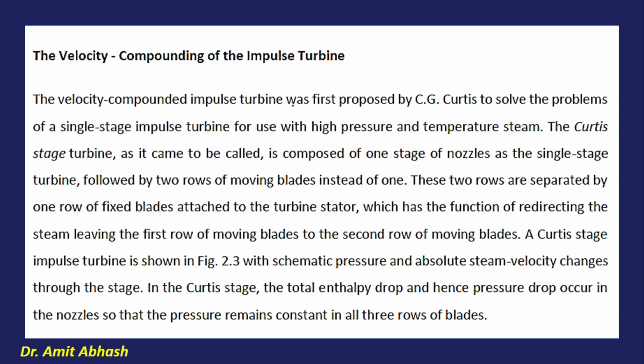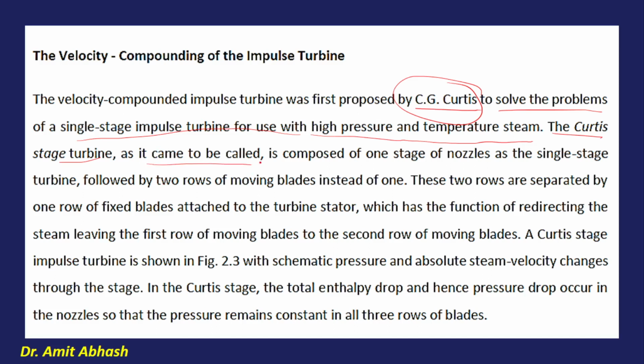The velocity compounding of the impulse turbine was first proposed by C.G. Curtis to solve the problem of the single stage impulse turbine when used with high pressure and temperature steam. It is also called the Curtis stage turbine or Curtis turbine, since the name of the inventor was C.G. Curtis.